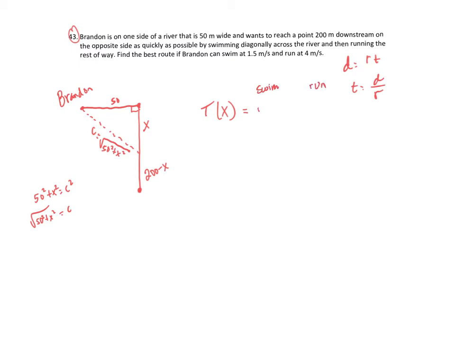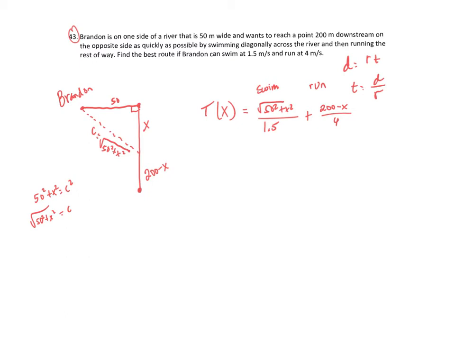So he's going to swim a distance of the square root of 50 squared plus x squared, and that is at 1.5 meters per second. And then he's going to run a distance of 200 minus x, and that is at a speed of 4 meters per second. So we have two ratios separated with addition.